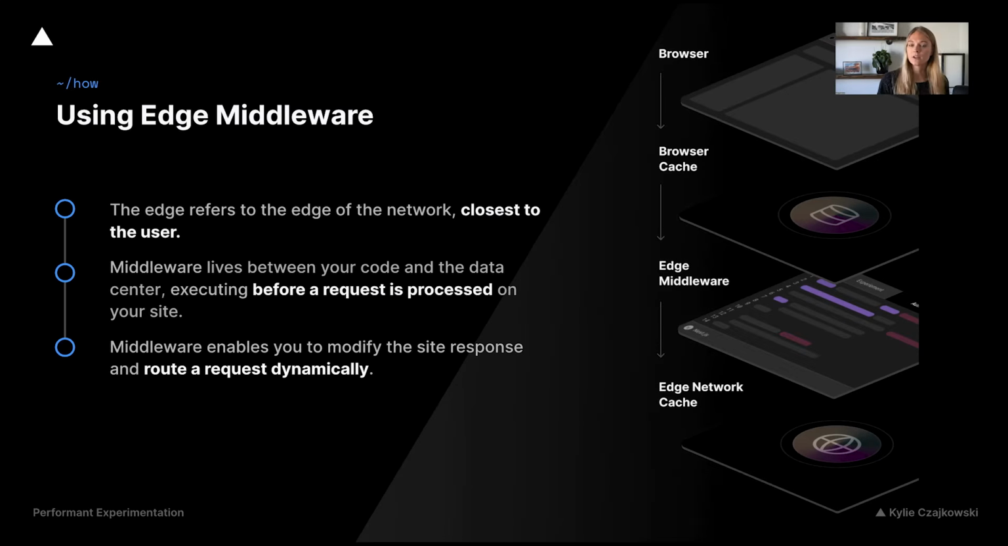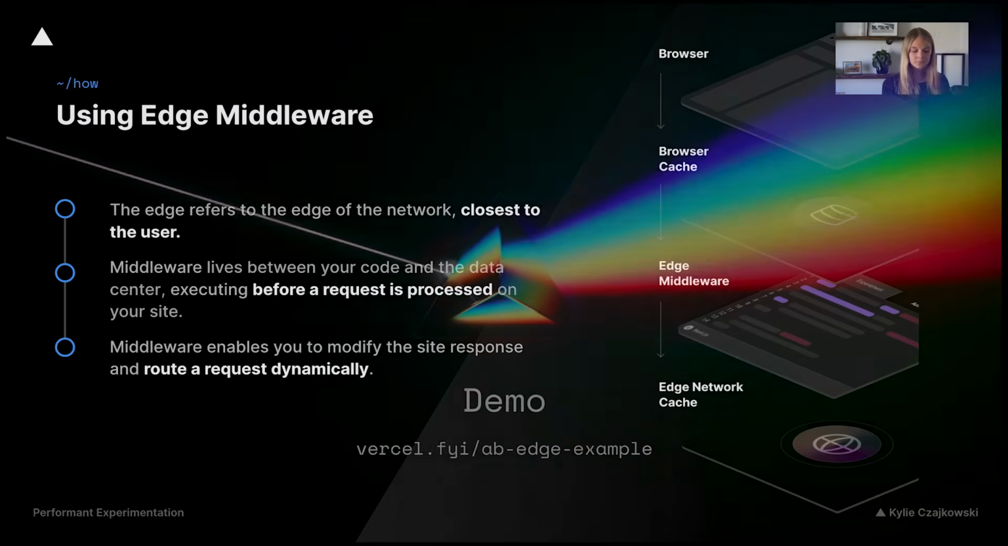Code instead of configuration. Spend less time getting infrastructure set up to support your experiments and more time just writing the code, just implementing these features and learning from your changes. A/B testing on the server side with Edge middleware also reduces layout shift. So that improved site performance, those increased web vitals are going to culminate into a better experience for your user.